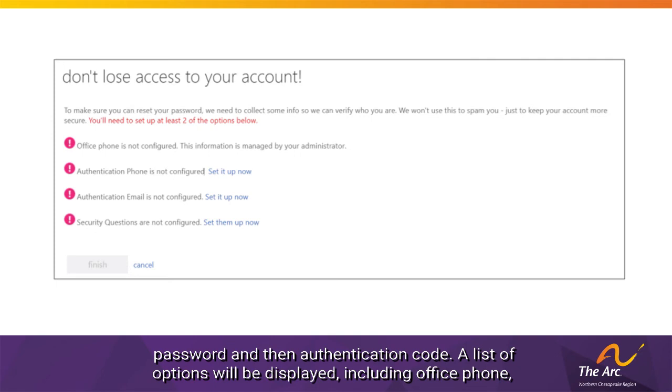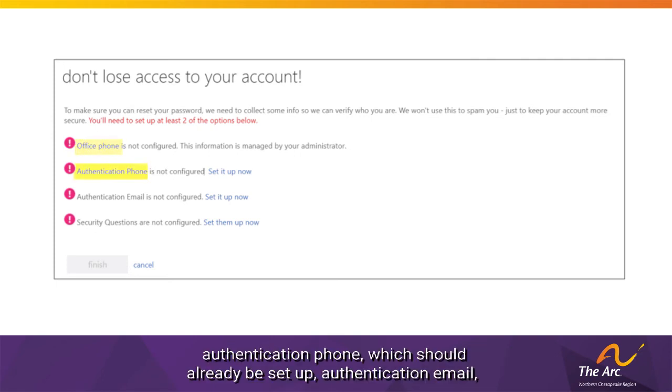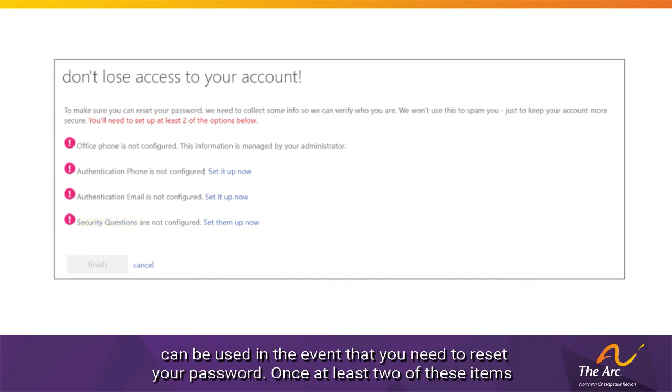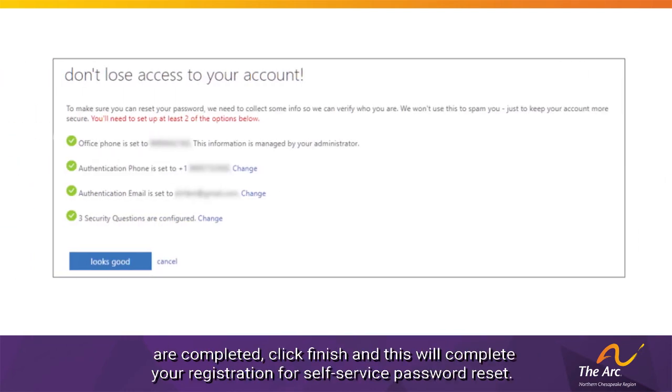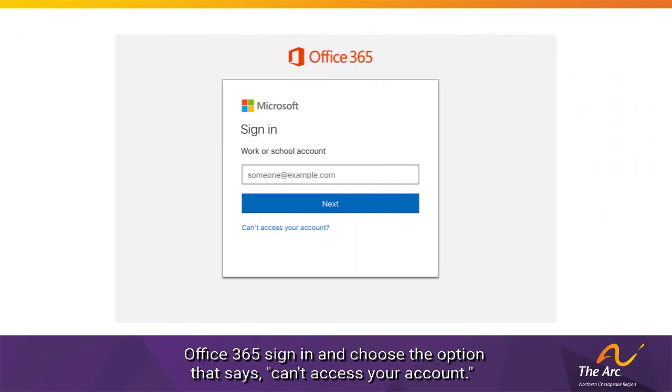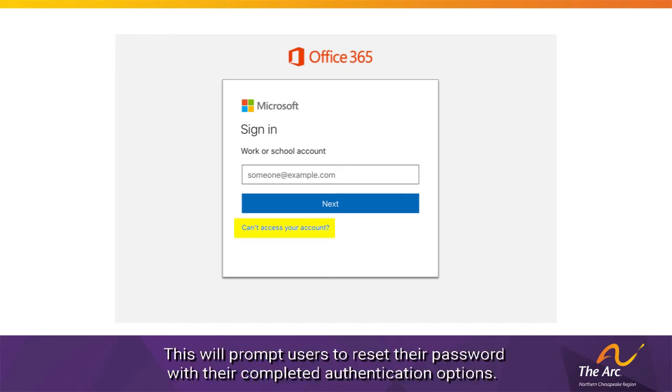A list of options will be displayed, including Office Phone, Authentication Phone, which should already be set up, Authentication Email, and Security Questions. At least 2 of these options will need to be set up and verified so that they can be used in the event that you need to reset your password. Once at least 2 of these items are completed, click Finish, and this will complete your registration for self-service password reset. In the event that an employee account password is forgotten, the employee should go to the Office 365 sign-in and choose the option that says Can't Access Your Account. This will prompt users to reset their password with their completed authentication options.